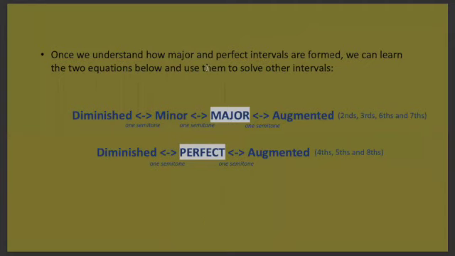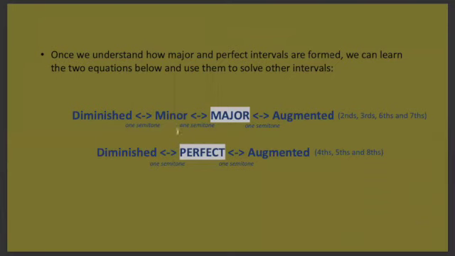Once we understand how major and perfect intervals are formed, we can learn the 2 equations below and use them to solve other intervals. So the first equation here, let's start with the word major here, which I've highlighted for you. If you have a major interval and you raise the top note of the major interval by 1 semitone, we get an augmented interval. Now, if we go backwards and we lower the top note of the major interval by 1 semitone, we get a minor interval. And if we lower it again further by 1 semitone, we will get a diminished interval.